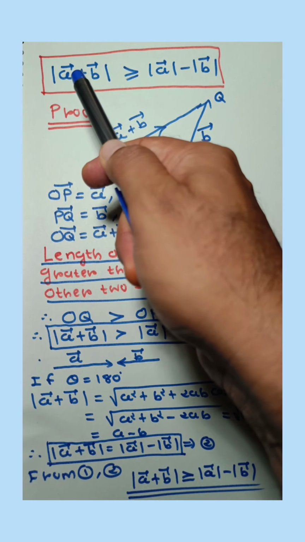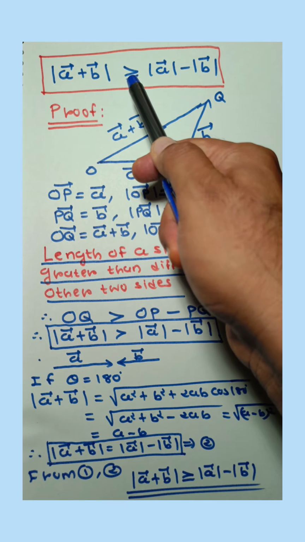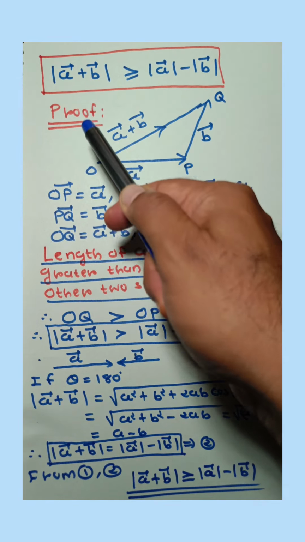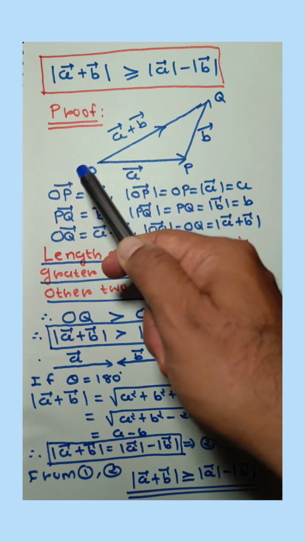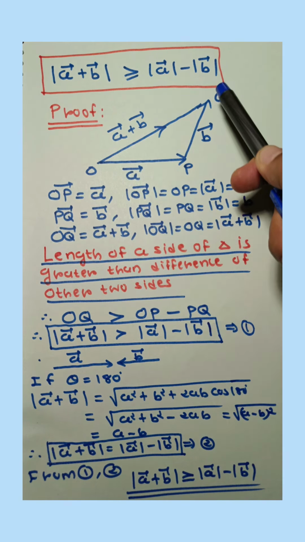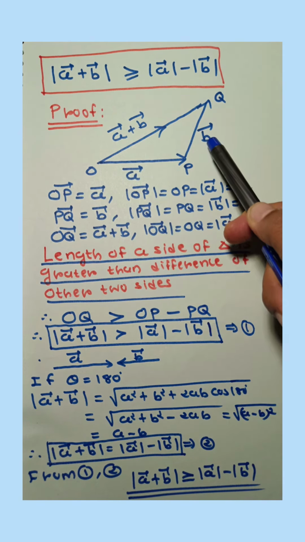|A vector + B vector| ≥ |A vector| − |B vector|. Now, proof of this statement. In triangle OPQ, OP vector is A vector, length of OP is A. PQ vector is B vector, length of PQ is B.